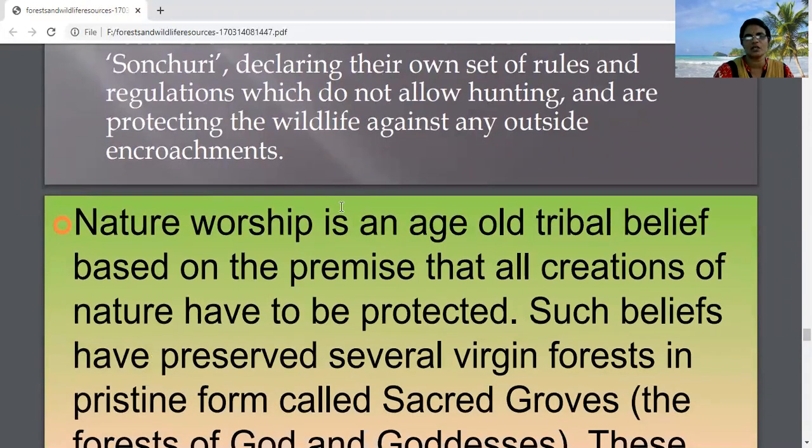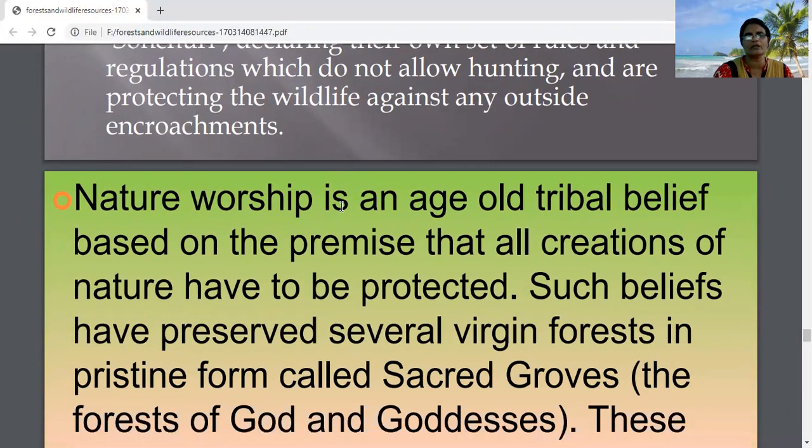Next, nature worship is an age-old tribal belief. Do you know that? Tribal people worship nature. They worship trees and plants. They see forests as their source of livelihood, and so they worship their source of livelihood. And they blindly worship plants and trees. So nature worship is an age-old tribal belief, based on the premise that all creations of nature have to be protected. According to them, all creations of nature have to be protected.